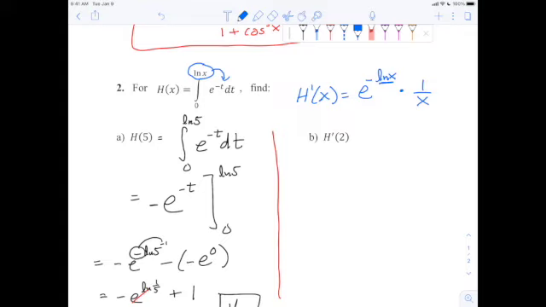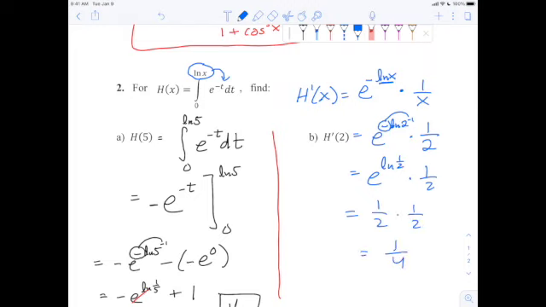So h prime of 2 would be just plugging 2 into that. So e to the negative ln of 2 times 1 over 2. And similarly, we can simplify this. Just good practice. If this were multiple choice, you would never see the answer like this. You would see it simplified. So again, the log power property there. So that's e to the ln of 1/2 times this 1/2. E to the ln of 1/2 is 1/2, times 1/2, and that's going to give you 1/4. So there's your final answer.